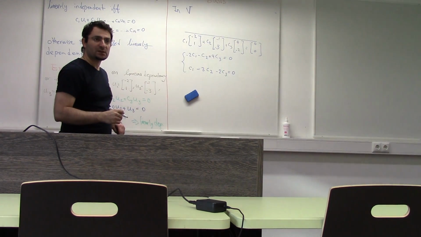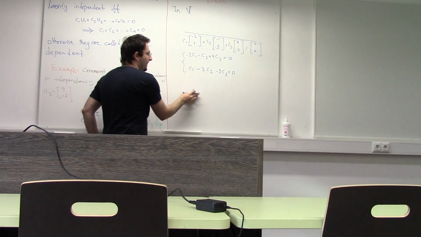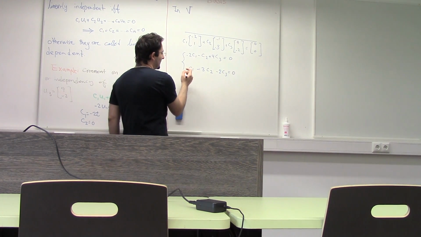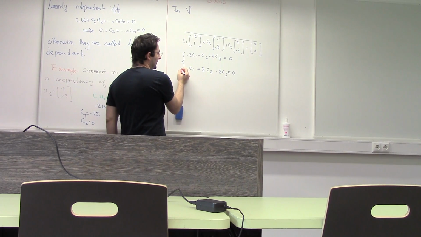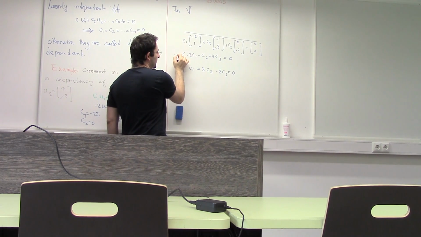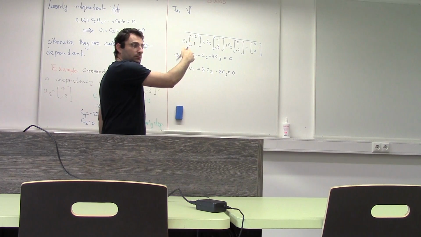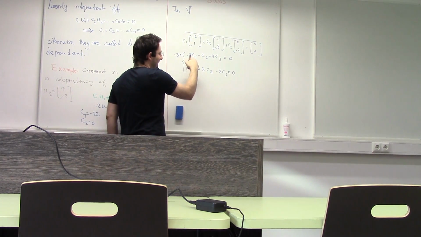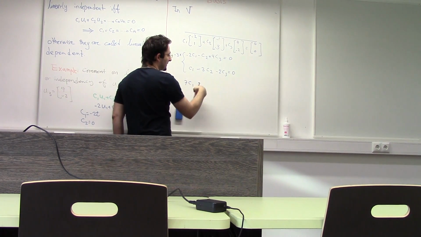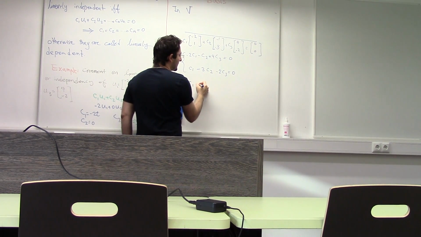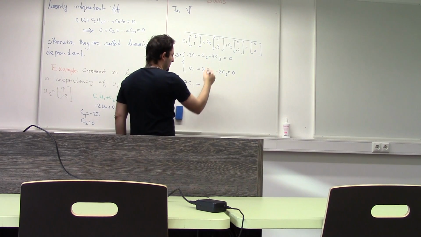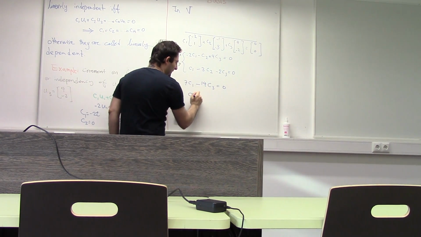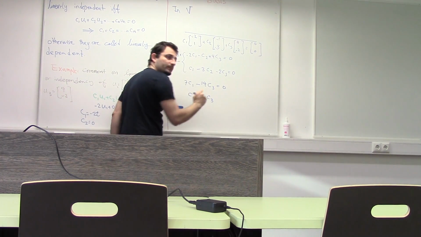Now, in order to solve this one, we can do whatever we want. Let's say I multiply this one by minus 3, and I add these two. Then if I add it, this is 7 C1, this is 0, plus minus 12, minus 14 C3 is equal to 0. So I get that C1 is minus 2 C3, right?